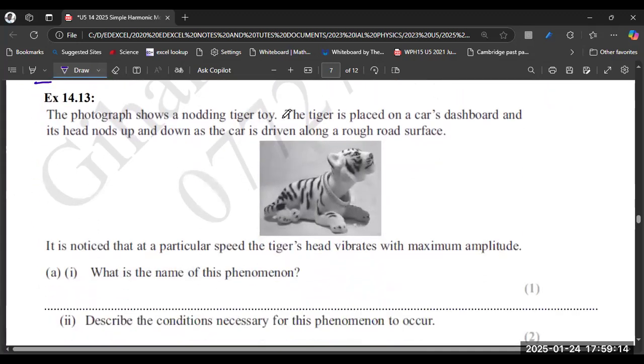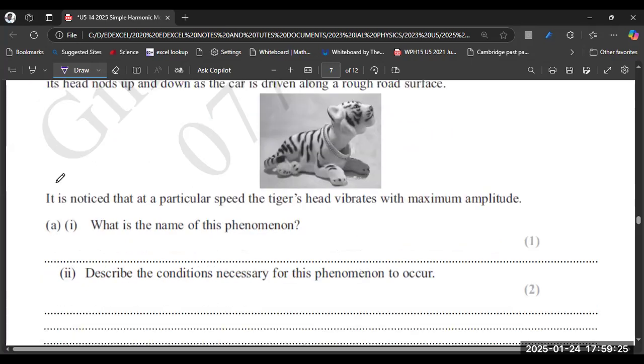The photograph shows a nodding tiger toy. The tiger toy is placed on a car's dashboard and the head nods up and down as the car is driven along a rough road surface. It is noticed that at a particular speed, the tiger's head vibrates with maximum amplitude. What is the name of this phenomenon?